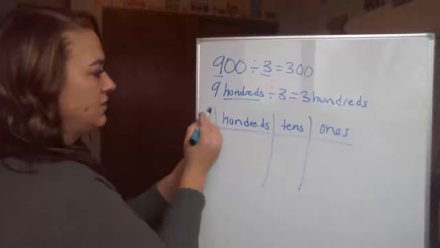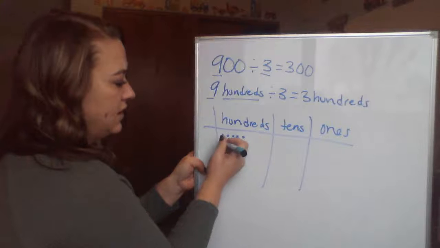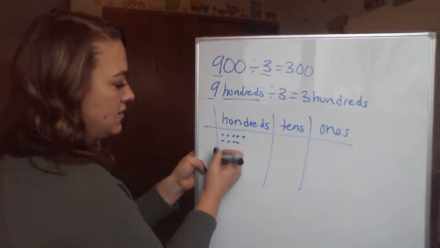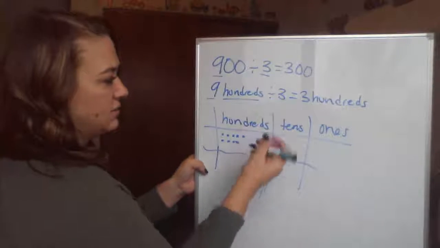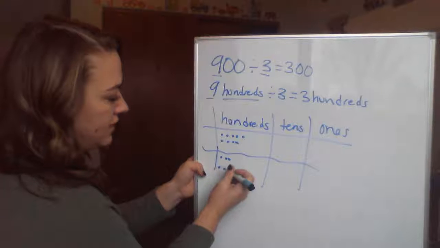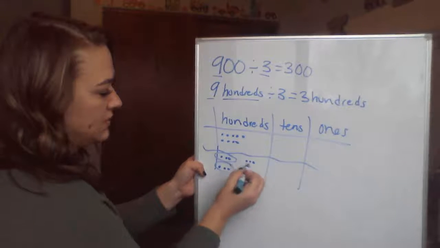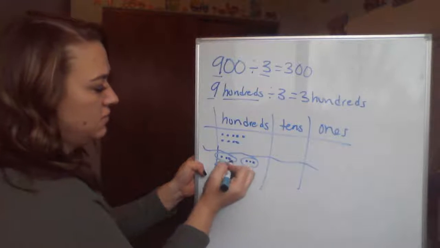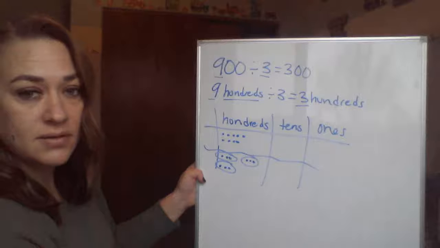So just like we did last time, I have 9 hundreds. 1, 2, 3, 4, 5, 6, 7, 8, 9. I'm going to break that into groups of 3 because I'm dividing by 3. How many groups were we able to make? 1, 2, 3. 3 hundreds.